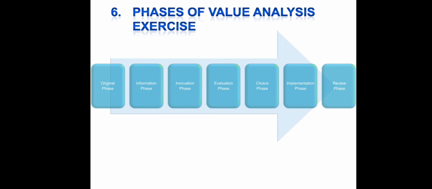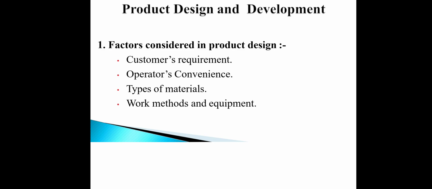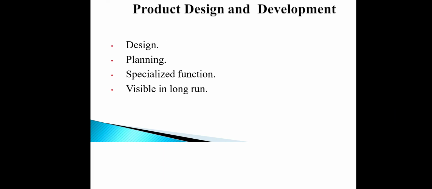Then the phases of value analysis are the same as the value engineering phases: the orientation or informative phase, then innovative, evaluation, choice, implementation, and review, that is, the monitoring and control phase. Product development in the value engineering process covers customer requirements, operator convenience, type of material, work method and equipment, design, planning, and specialized function visible in the long run.